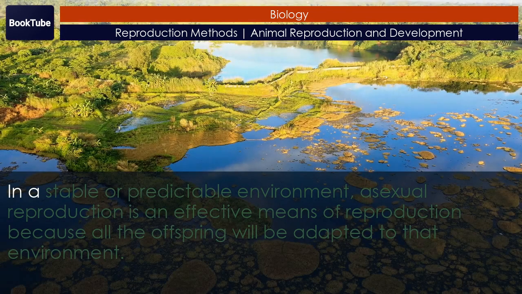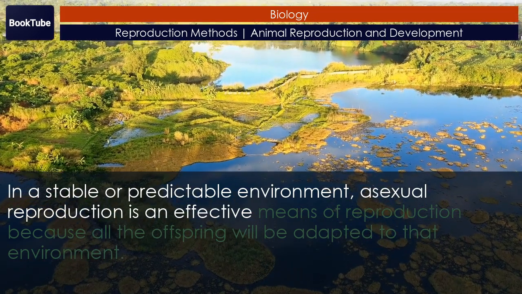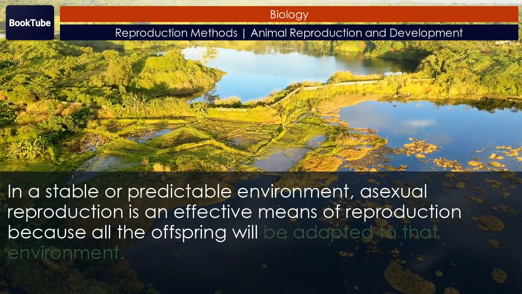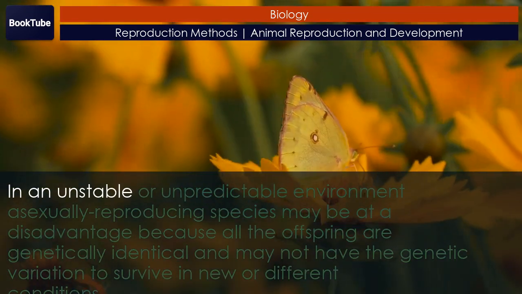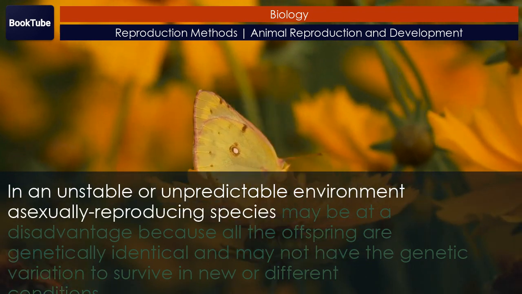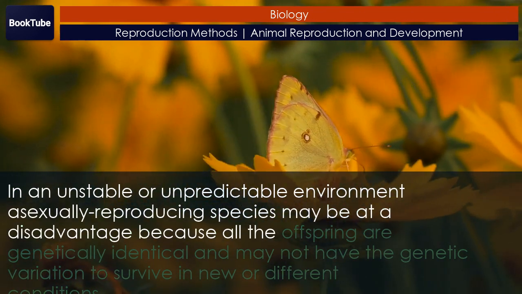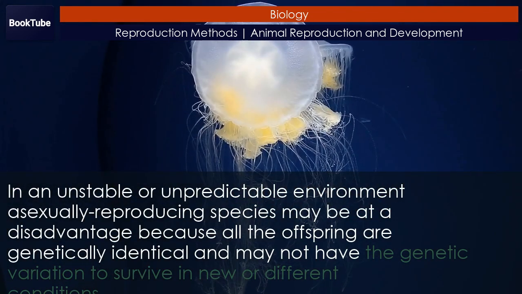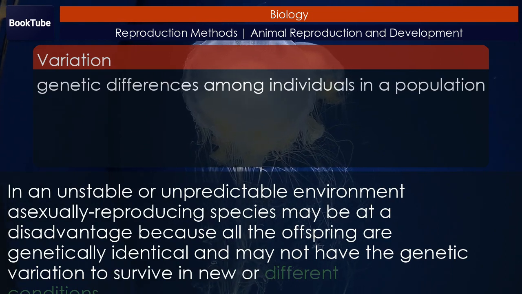In a stable or predictable environment, asexual reproduction is an effective means of reproduction because all the offspring will be adapted to that environment. In an unstable or unpredictable environment, asexually reproducing species may be at a disadvantage because all the offspring are genetically identical and may not have the genetic variation to survive in new or different conditions.